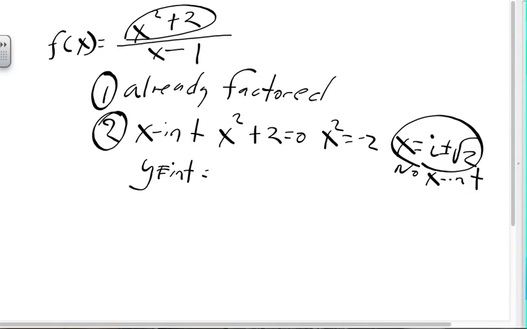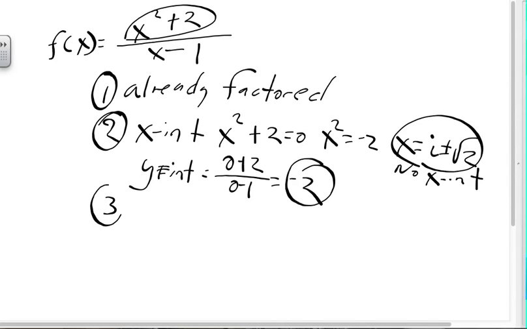So I'm going to have 0 plus 2 over 0 minus 1, which is negative 2. So there is my y-intercept. Okay, and we have 2 points at this point. So number 3, we've got to find our vertical.